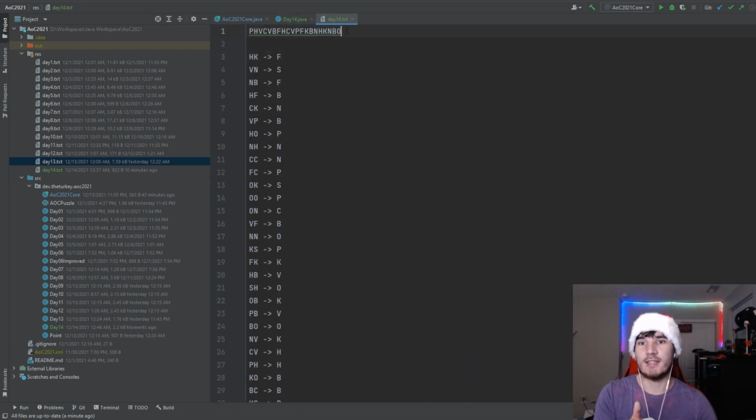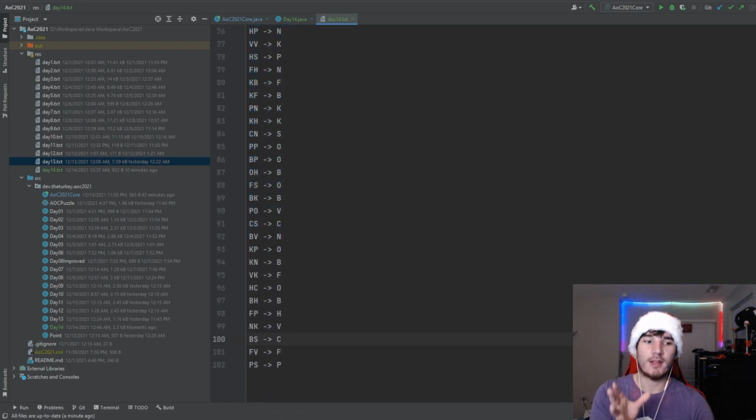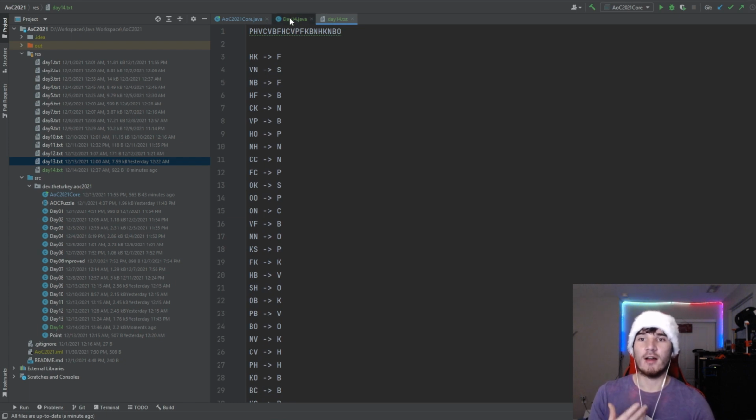This input has a polymer, they're calling it here, which is a bunch of just letters. And after that, you have a bunch of rules of how those letters will transform the given polymer. So you basically take groups of 2 elements, 2 letters here, and you look it up in this table.